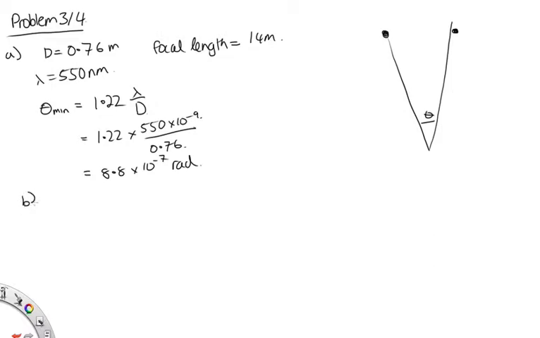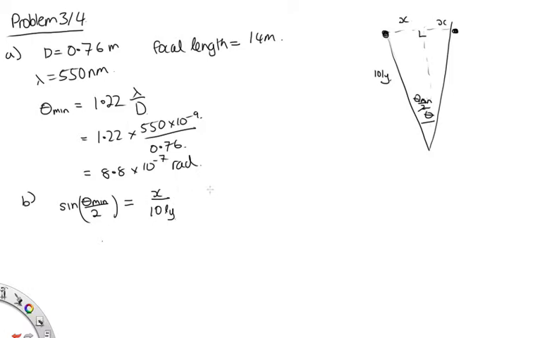Now part B says find the distance between these barely resolved stars if each of them is 10 light years distance from the Earth. Okay, so let's call this distance between them x. This distance here is 10 light years. And we've got a right angle triangle here with theta min on 2. So we have sine theta min on 2 is equal to opposite, which is x, over the hypotenuse, the 10 light years. Now the distance between them is 2x, because it's symmetric. So what we're trying to find is 2x.